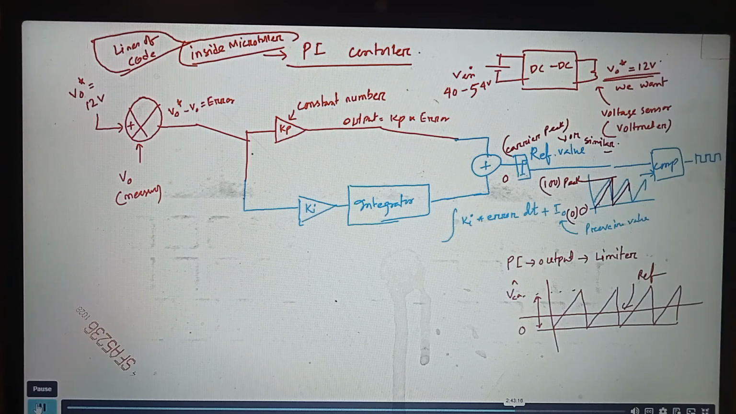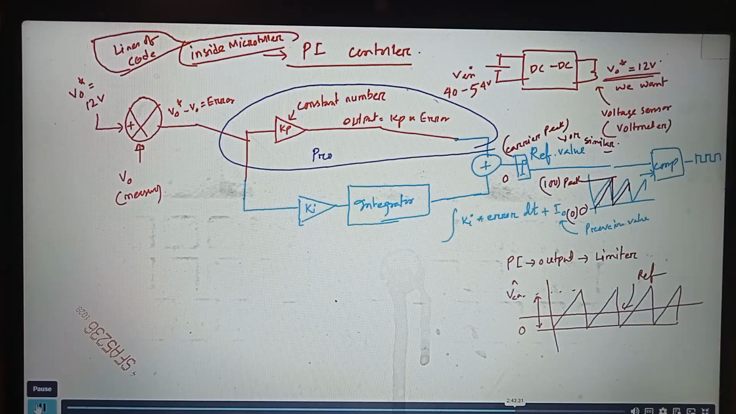Now, coming to this first part, there is a P controller, there is an integral controller, right? They are added together. So this top part you see, this is the P controller. P stands for proportional. Why proportional? Again, math basics. If output is proportional to the input, basically there is a constant multiplier, right? So this is the P controller.